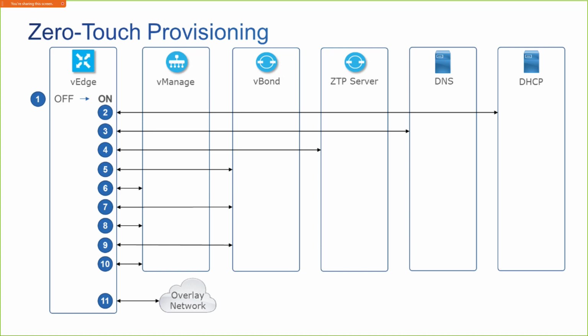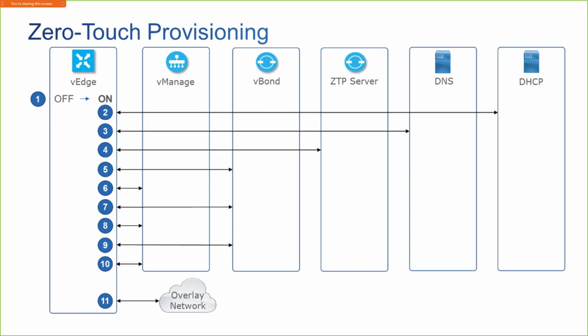Now the vEdge device, once it gets these details from the ZTP server, it tears down that control connection and then it initiates a transient connection to the vBond orchestrator. That's that temporary DTLS tunnel or whatnot. So once we authenticate to the vBond orchestrator, then the vEdge device is provided with the vManage information and vSmart information to register and establish the secure connection. Then we attempt to establish a secure connection to vManage.